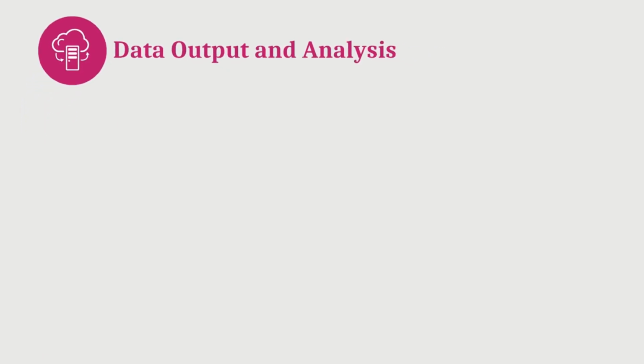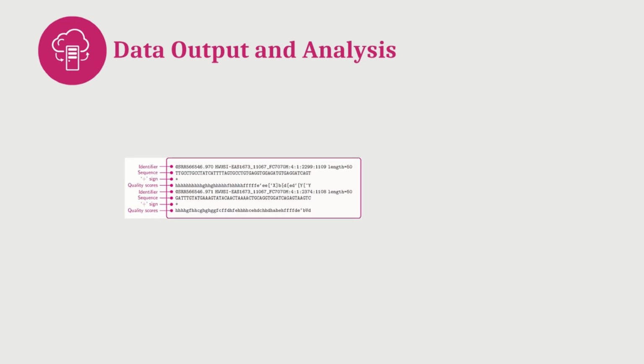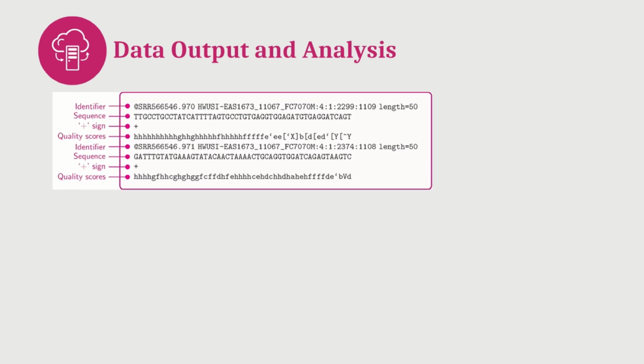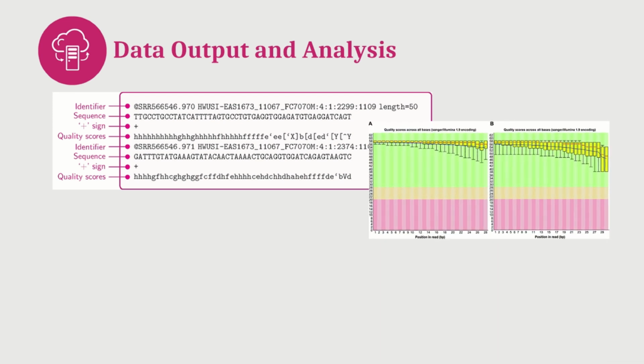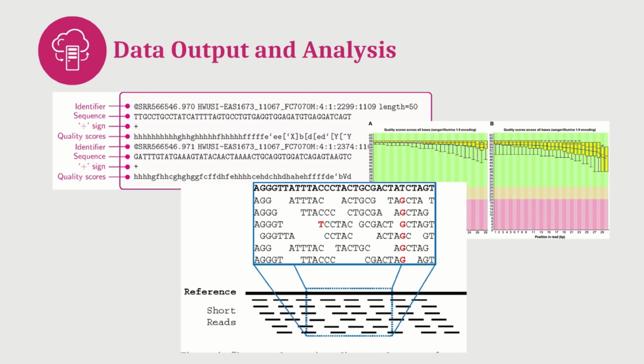Data analysis. Data from the sequencer contains the base calls and their quality scores. This is quality controlled. The data is then aligned or assembled de novo to generate consensus sequences that are used to answer biological questions.